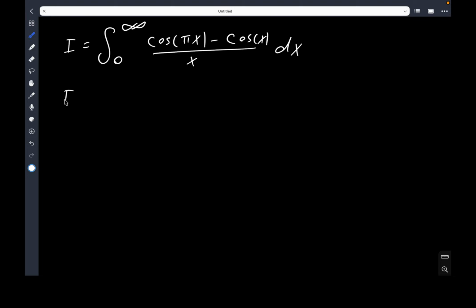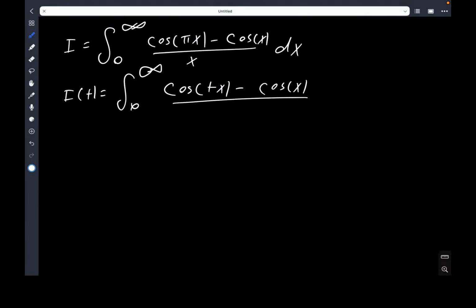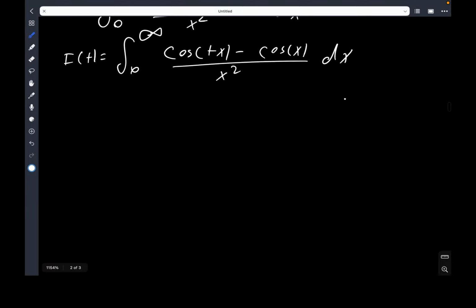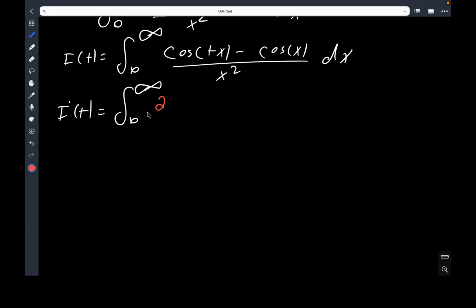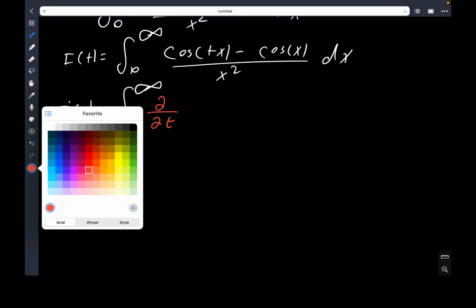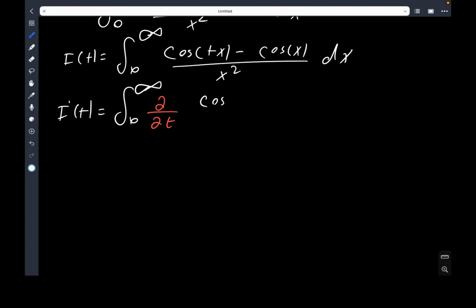So I'm gonna go and, like always, define a parameter t and say that my integral is equal to the integral of cosine of tx minus cosine x over x squared, dx. And if I differentiate it, I'm gonna get the partial derivative with respect to t of the integral of cosine of tx minus cosine of x over x squared dx.